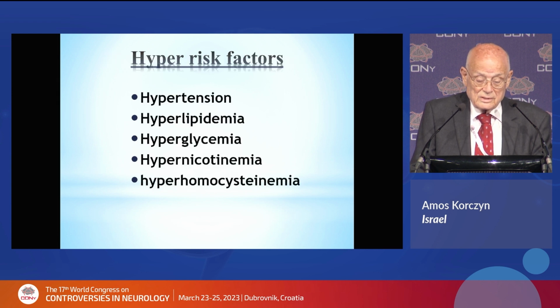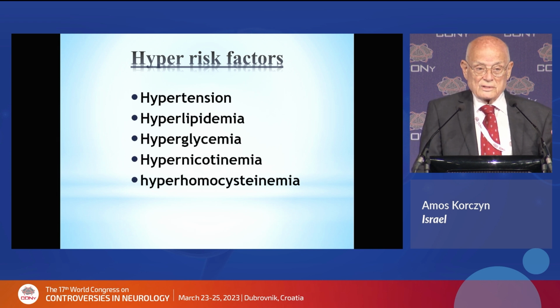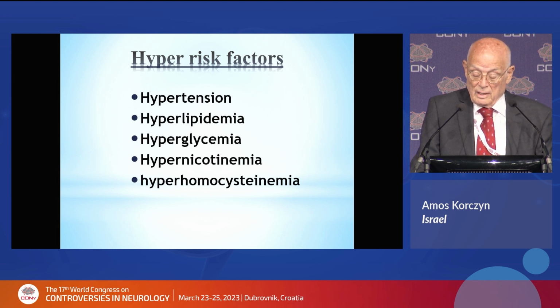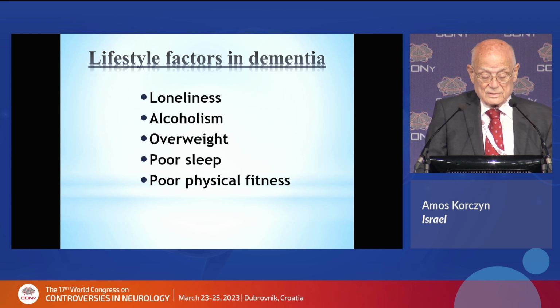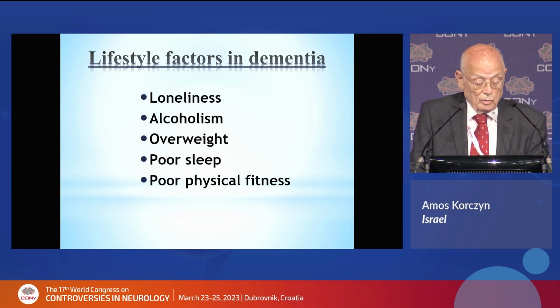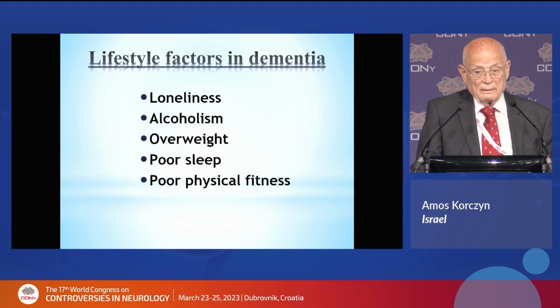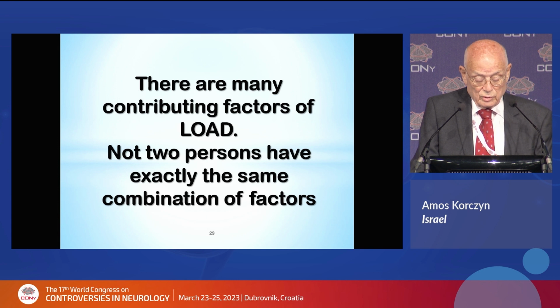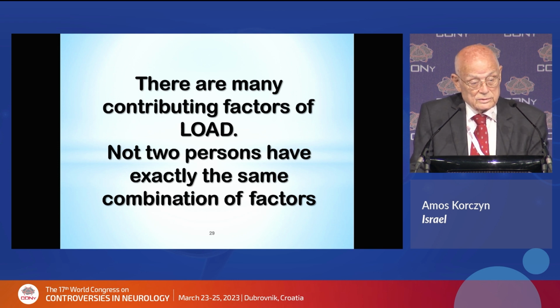But more important than this are what I call the hyper risk factors. Hypertension, hyperlipidemia, hyperglycemia, that's diabetes, hypernicotinemia, that's smoking, hyperhomocysteinemia, hyper-risk, and all these hyper-risk factors can be manipulated, of course. And then there are also very important lifestyle factors in dementia: loneliness, alcoholism, overweight, poor sleep, poor physical fitness. All these are important. And the message is that there are many contributing factors to late onset Alzheimer's disease.